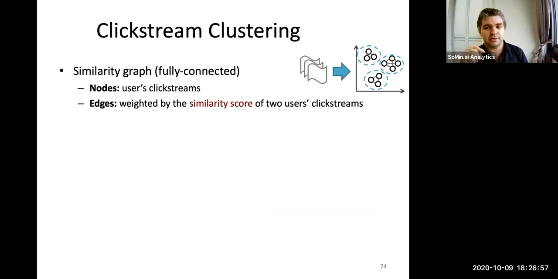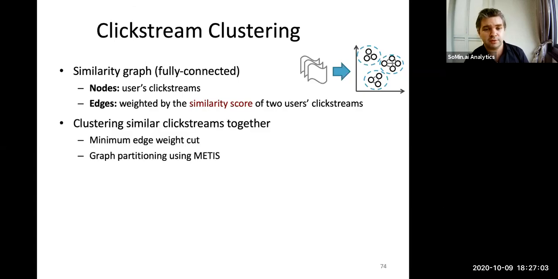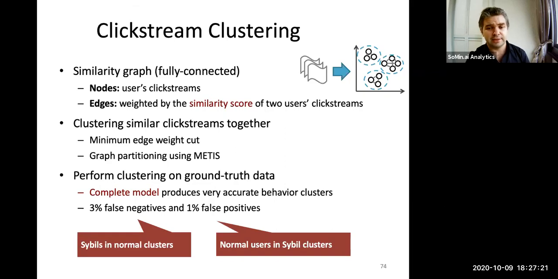Then you can do the clickstream clustering. So you have clickstreams as nodes and edges as the weighted similarity score of two user clickstreams. And then you can cluster the clickstreams together. Minimum edge weight cut, graph partition, METIS, many other clustering approaches. Not really a topic of this lecture. You can go into your notes for your discrete mathematics and basically see how graphs can be clustered. If you perform clustering on ground truth data, it will produce very accurate behavior clusters. You'll get only 3% of false negatives and 1% of false positives, whereas normal users are considered to be Sybils.